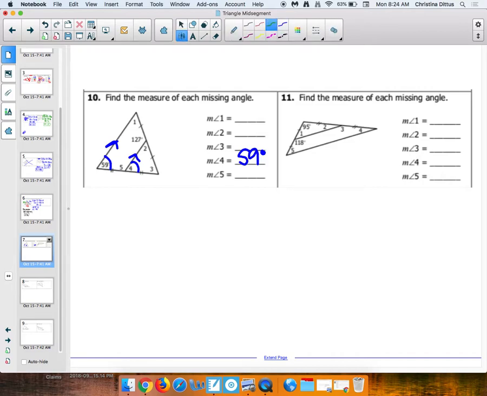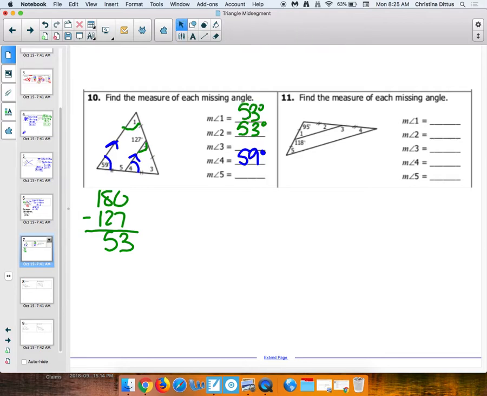What else did you find? 2, why is 2 easy to find? How do we find it? It's linear, good. So 180 minus 127. So 2 is 53. 1 is easy to find. Why is 1 easy to find? That's corresponding to 2. So how big is 1? 52 degrees.